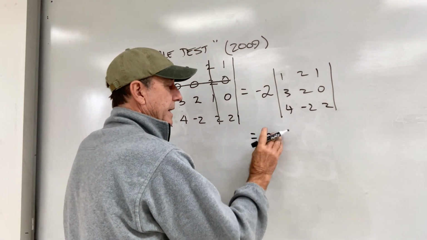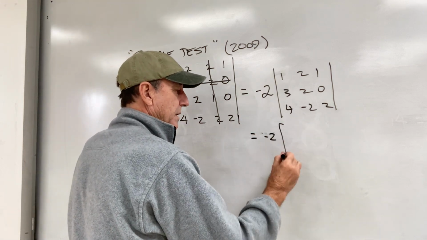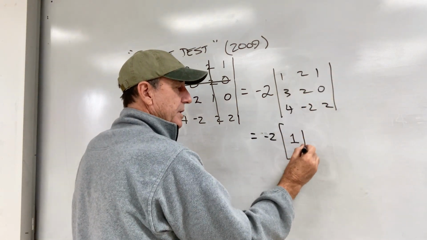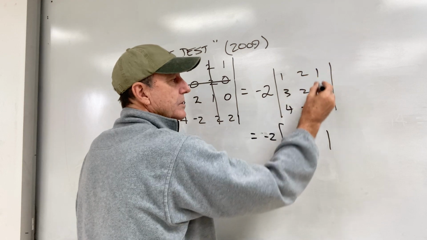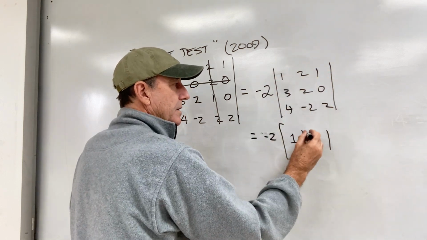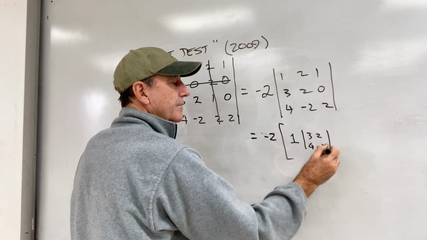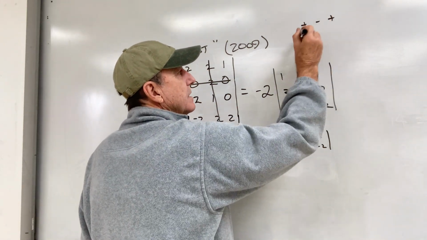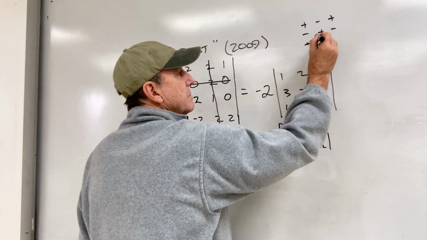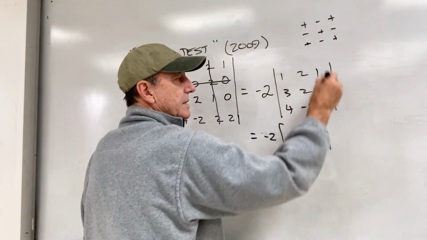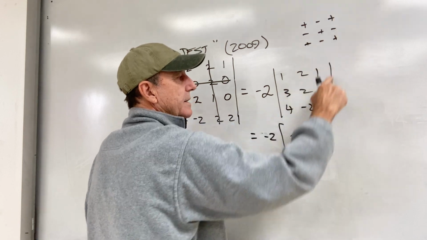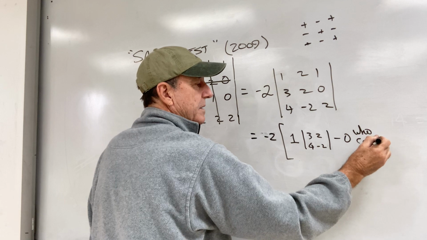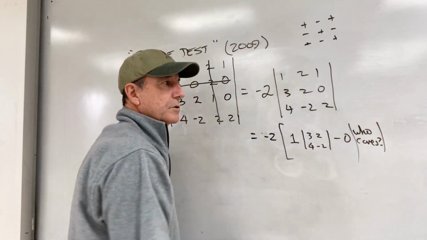So this is going to be negative 2 times. Now we're using this column, so that's 1 times its little minor determinant. Cross out that, cross out that. I see 3, 2, 4, negative 2. Using my checkerboard pattern, notice that plus, minus, plus, minus, plus, minus, plus, minus, plus. I'm using this column here, so there's a plus, and then there's a minus, but who cares? We don't care about that, right? Because you're multiplying by 0.